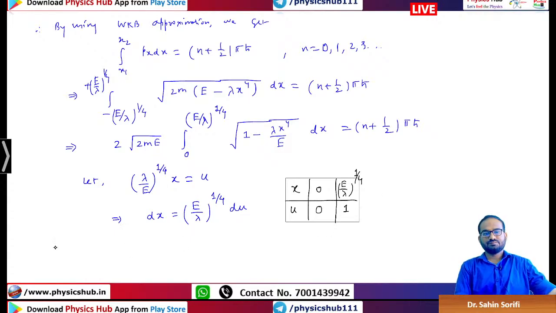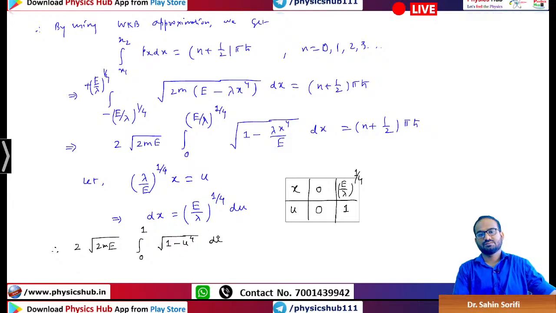Okay, so you can say that 2 into square root of twice m into the integration 0 to 1 of square root of 1 minus u to the power 4, dx is du. Let's keep it here, and this E to the power 1 by 4 we are taking out of the integration, (n plus half) pi h cut.